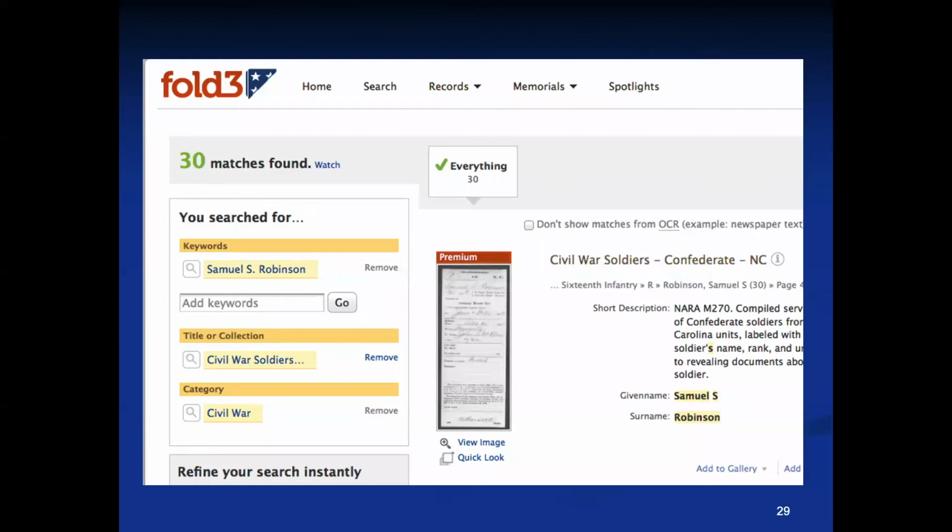So the compiled military service records, let's look at one of them. This is Samuel S. Robinson. He served with the 16th North Carolina Infantry. The reason that I know about Sam is because I had a friend in Charlotte who descended from Sam, and Sam was at Point Lookout, and Sam died at Point Lookout, and Sam was in the mass grave at Point Lookout. So that meant that he could get a VA tombstone wherever the family wanted to have it put.